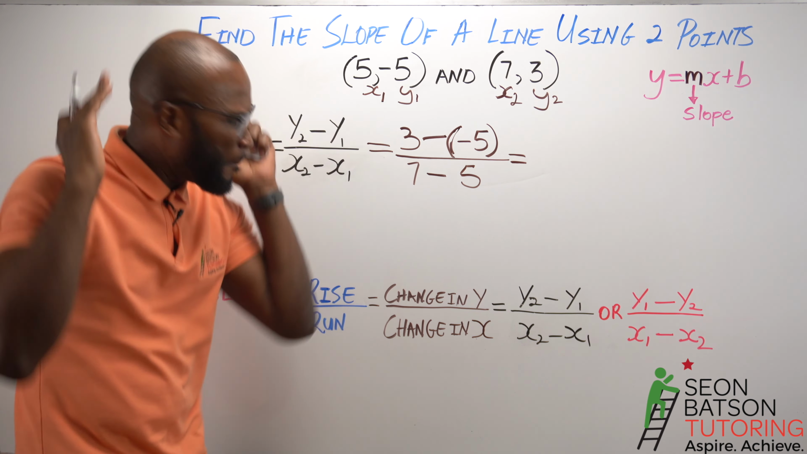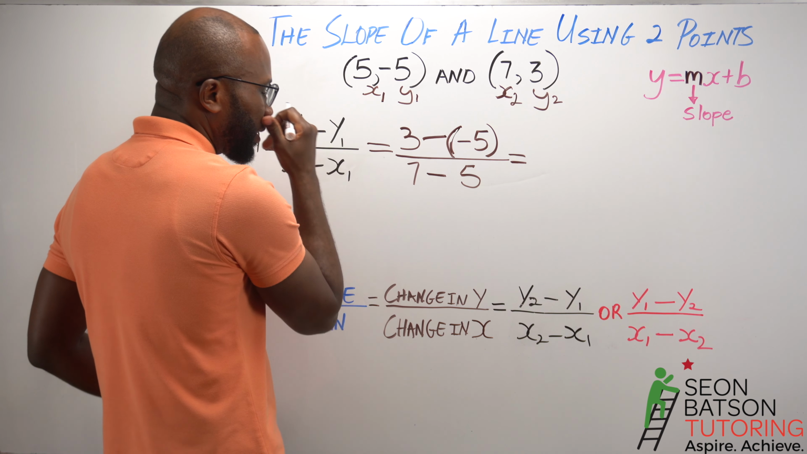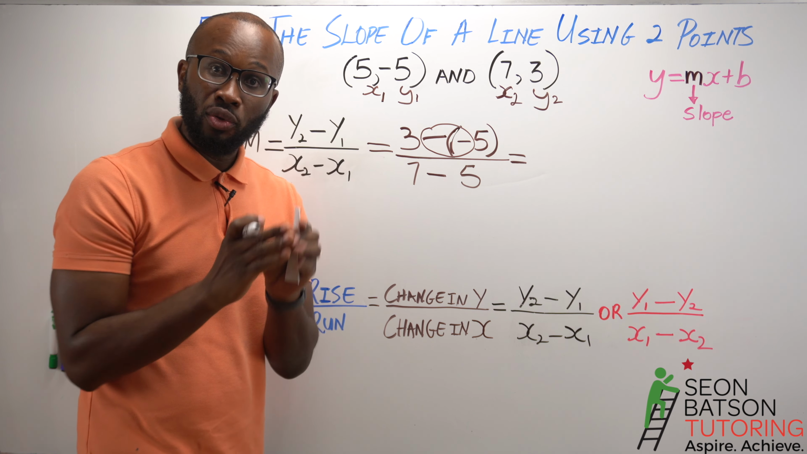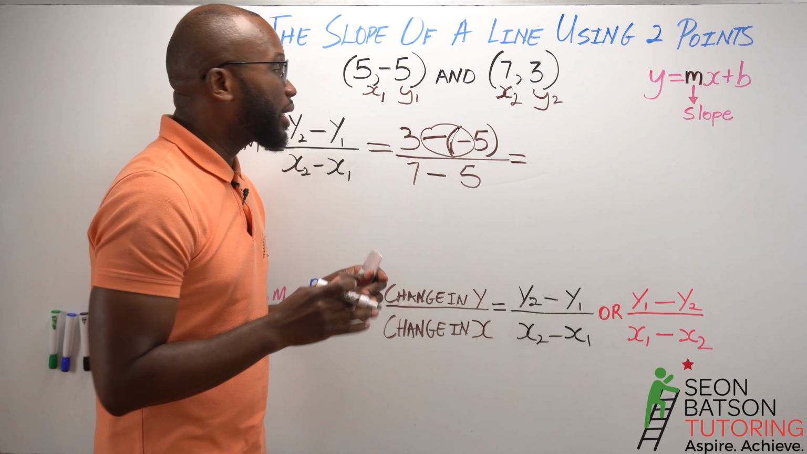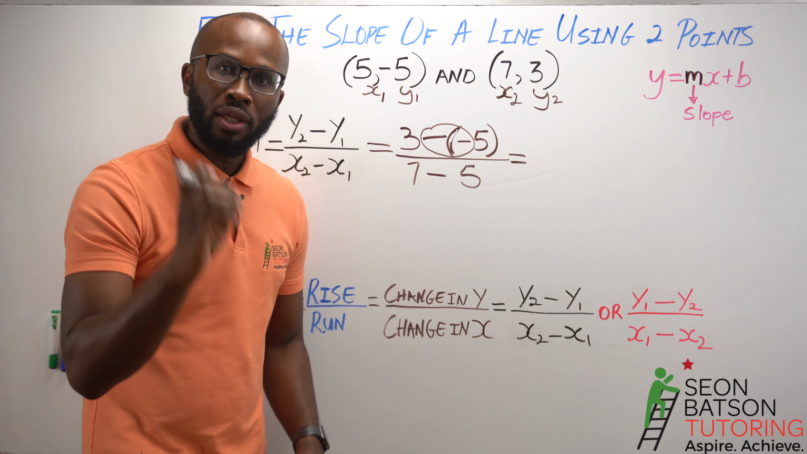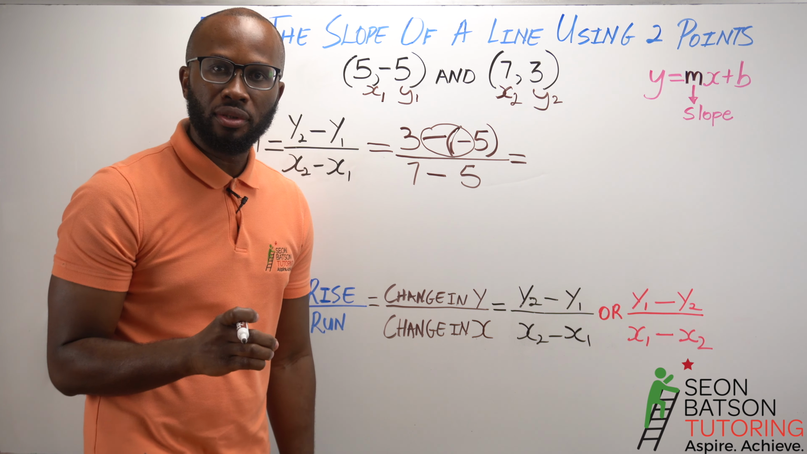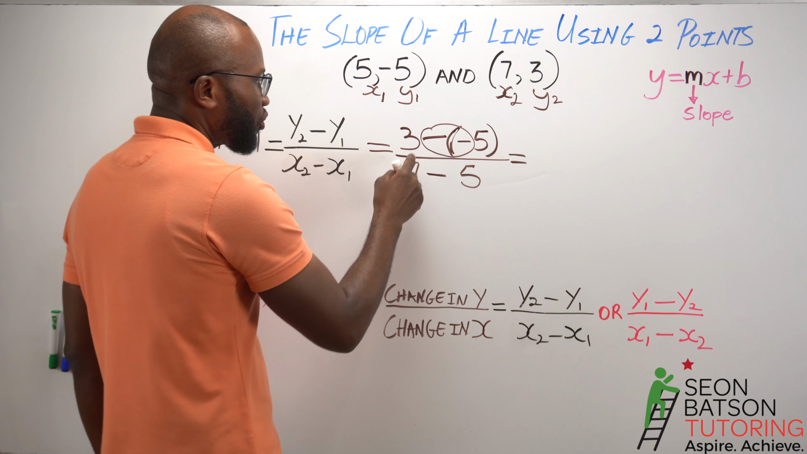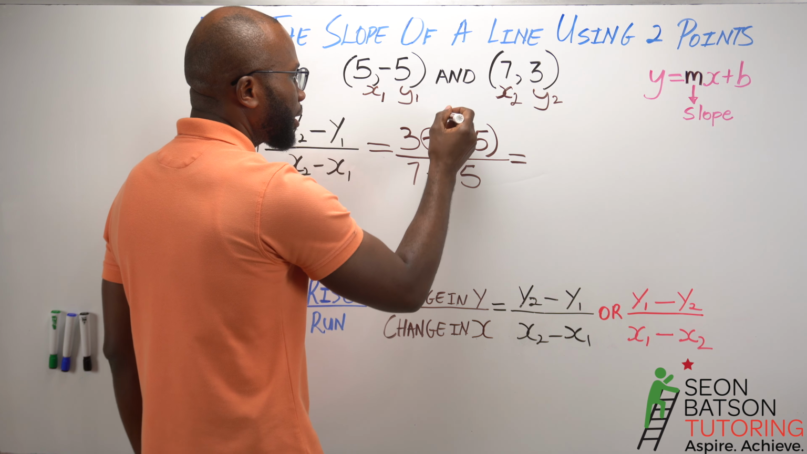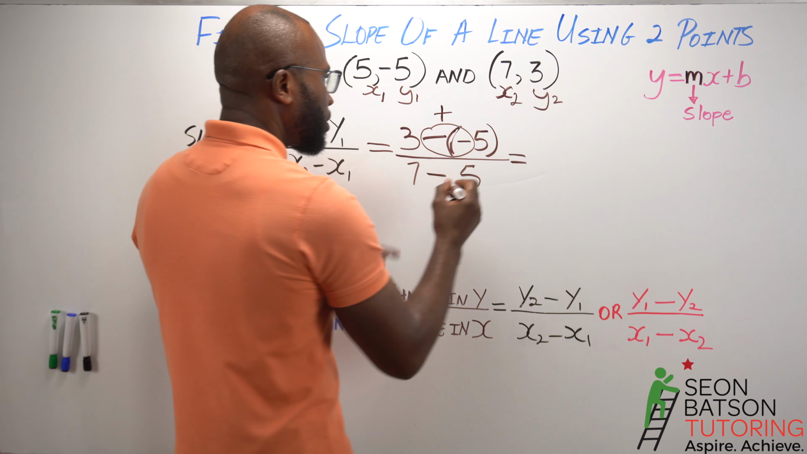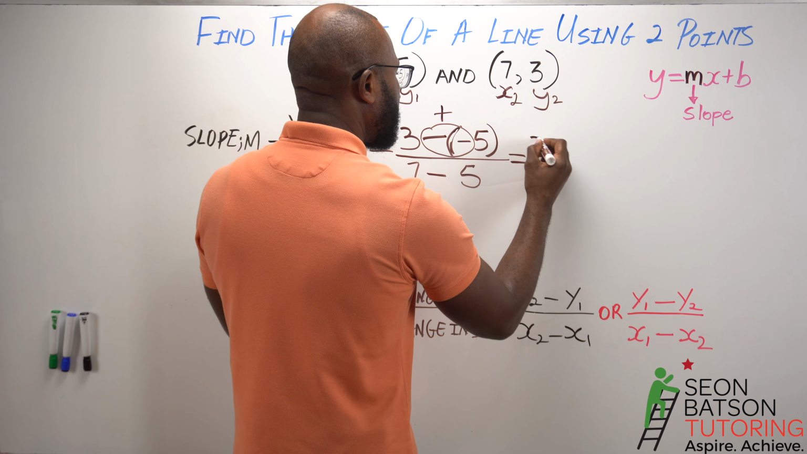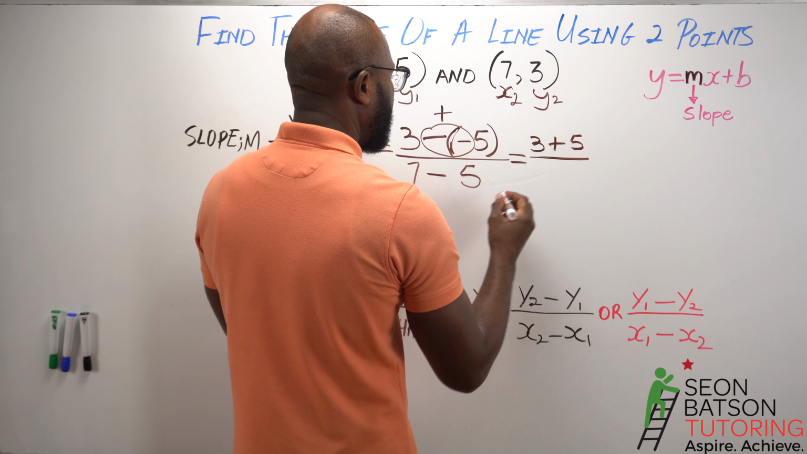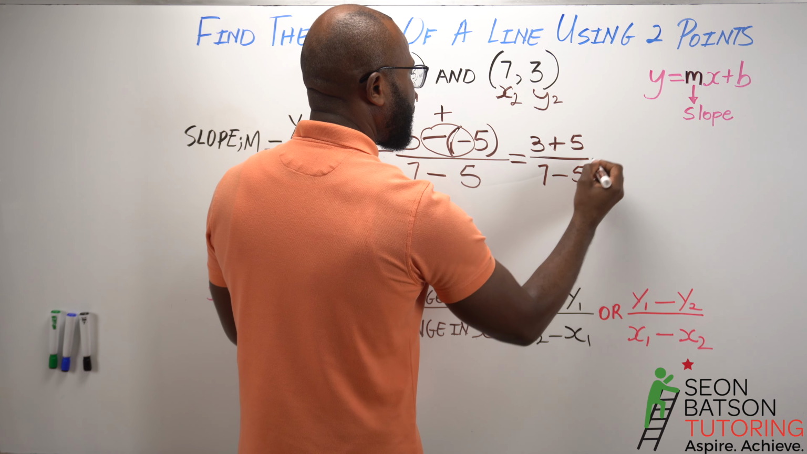So far, so good? Perfect. Now, if you see in the numerator, we have two signs that are next to each other. And remember, whenever two signs are next to each other, we can always combine them. Once you are adding and subtracting integers, whenever two signs are next to each other, we can combine them. So if we combine these two negative signs, we will get a positive sign. So we can rewrite our formula as 3 plus 5 divided by 7 minus 5.